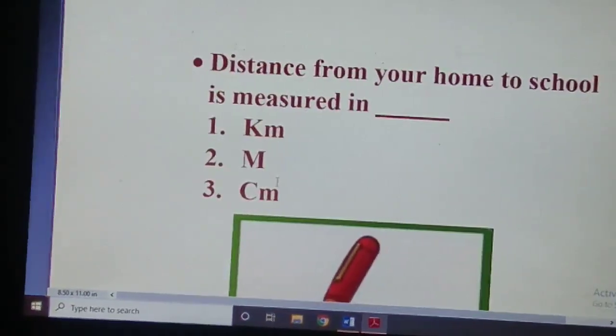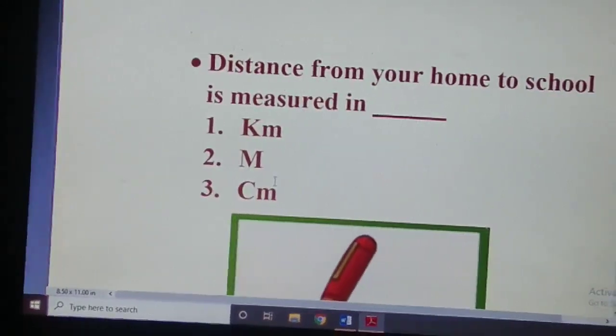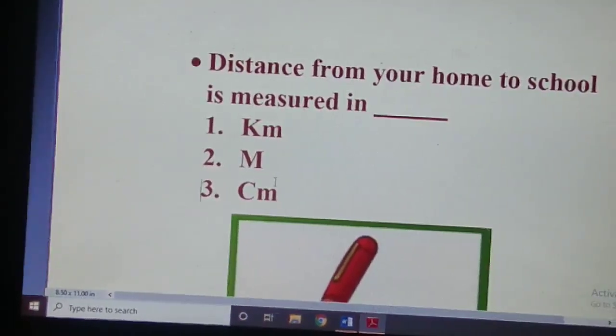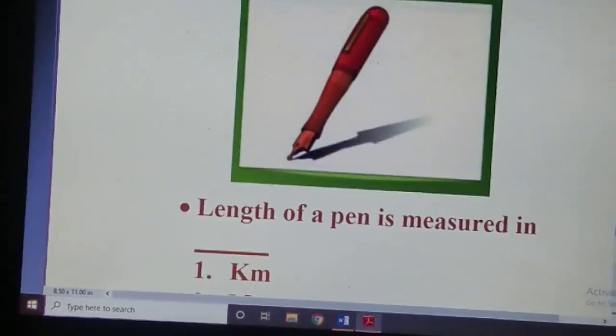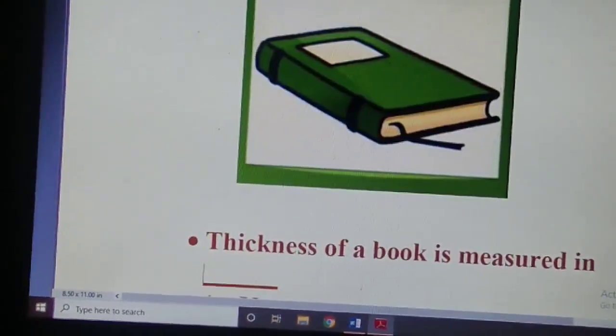Now give the appropriate answer for the following questions. Distance from your home to school is measured in. Second question: length of the pen is measured in. Thickness of a book is measured in.